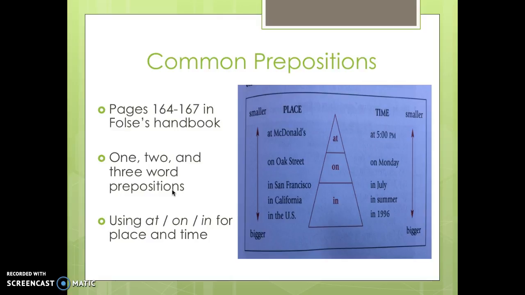On pages 164 to 167 in Folse's handbook, you can see the most common 1, 2, and 3 word prepositions, as well as using at, on, or in for place and time. I found the diagram on page 167 to be very helpful with figuring out how to use at, on, or in for the appropriate place or time, depending on if it's a small place or time or a bigger place or time.